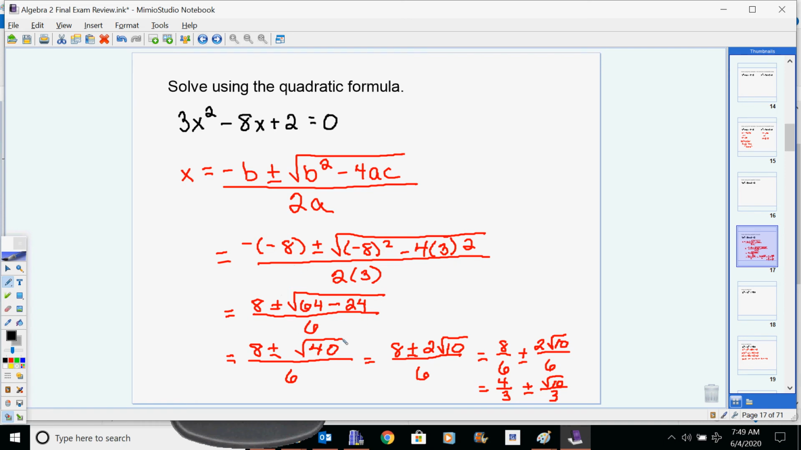Then systematically go through and simplify. When you get here, look to see if this one factors. Okay, 40 factors into 2 times 2 times 2 times 5. One pair of 2's can come out. So I have 2 square root of 10. Break it up so that it can be reduced. 8 over 6 becomes 4/3. 2 over 6 becomes the square root of 10 over 3. And I will try to make the entry of this into your entry form as painless as possible for that.